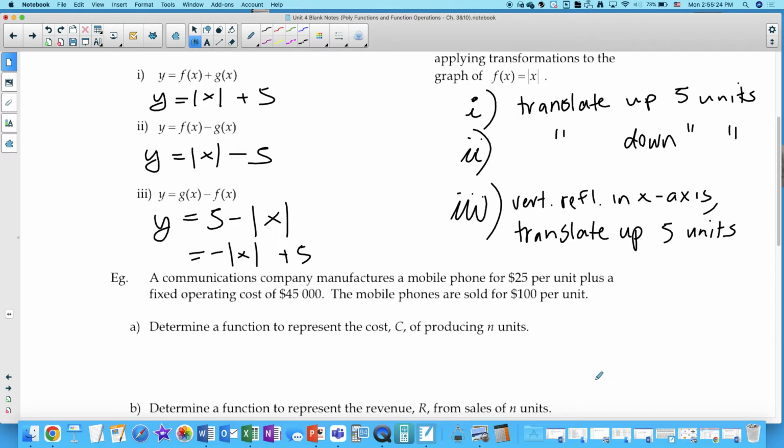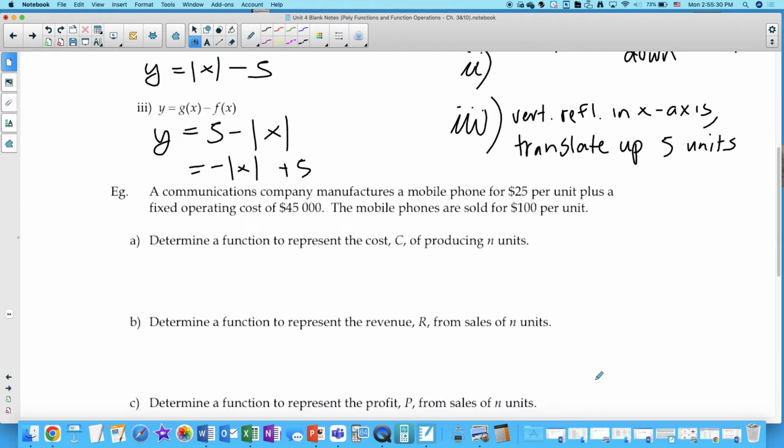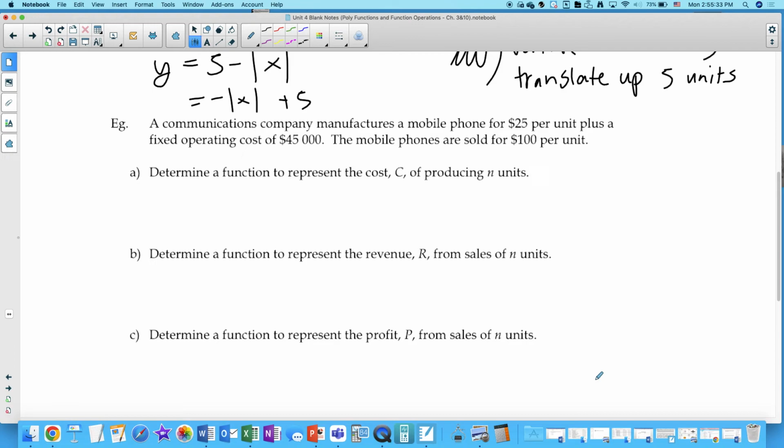And it actually may help you to read through the whole question to figure out how to do this. So we want to come up with a function for the cost, and then a function for the revenue, and then a function for the profit. Because there's lots of information that's given to us in these first few sentences, and not all of it is going to apply to every single piece of this. So which parts apply to the cost of the company of producing the phones?